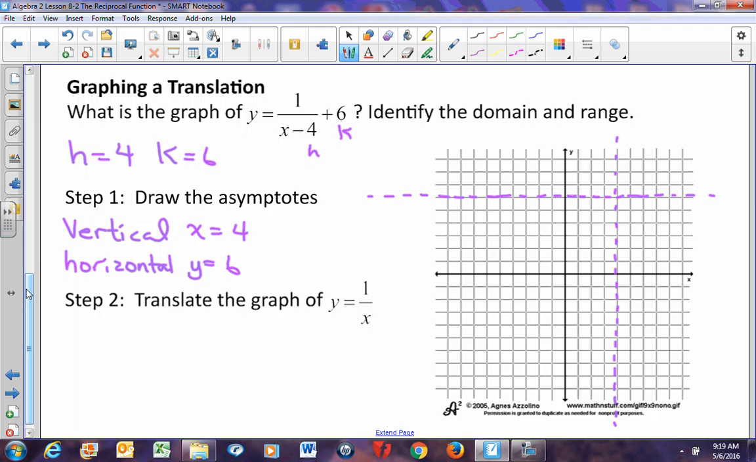So I just need to translate my graph. So if I have y equals 1 over x, if I have a little table of values, I'm just going to put in when x is 1, y is 1, and when x is negative 1, y is negative 1. So if I plotted those 2 points normally, that would help me determine my branches. But now I need to translate them. That's the points I would plot using the parent function, but we know we need to translate this graph 4 units to the right and 6 units up.